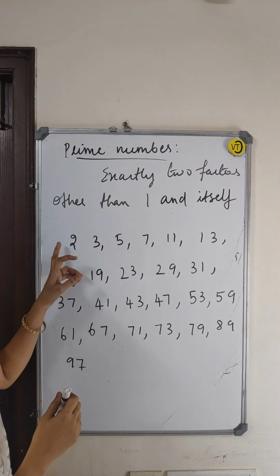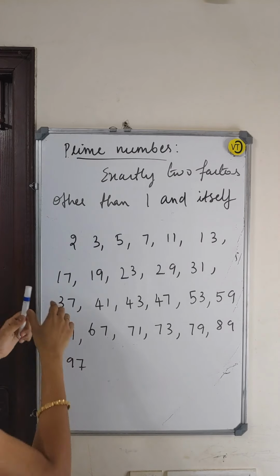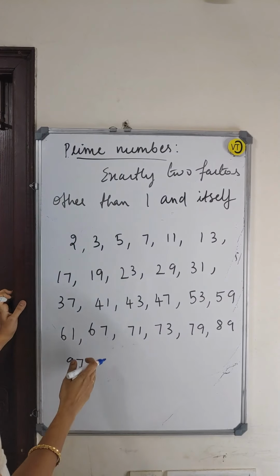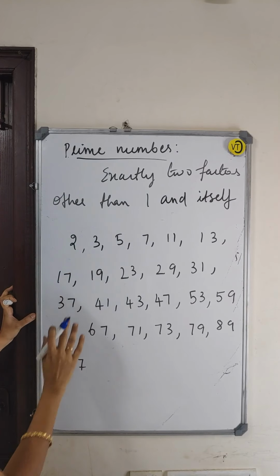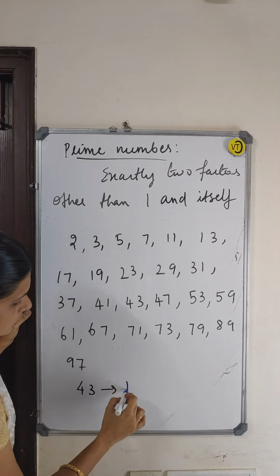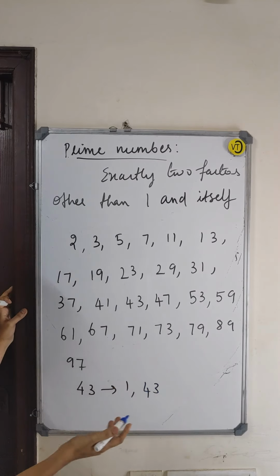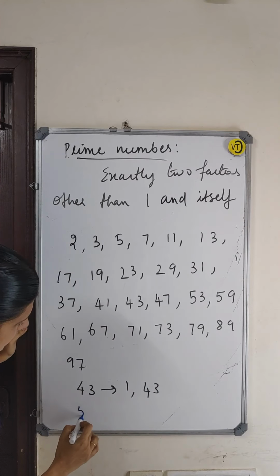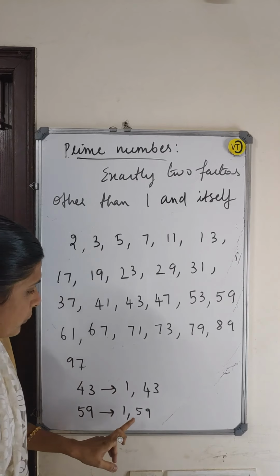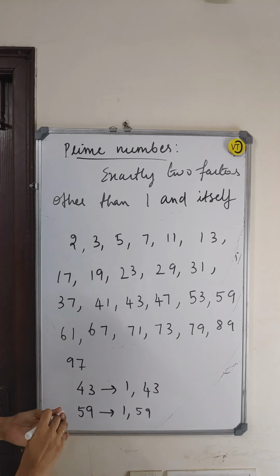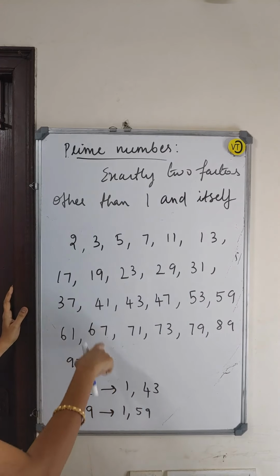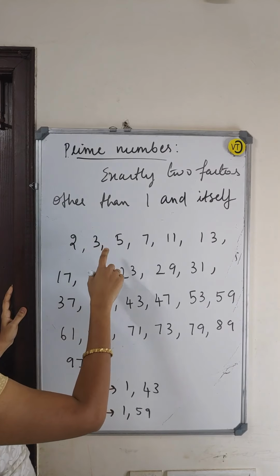Okay. So this is the list of the prime numbers I have written: 2, 3, 5, 7, 11, 13, and so on, everything from 1 to 100. Take any number, 43. The factors are 1 and 43. You don't have any other factor for 43. Any other number, 59. 1 and 59 only. You don't have any other factor other than 1 and 59. I have taken these just as examples. These are the prime numbers from 1 to 100.